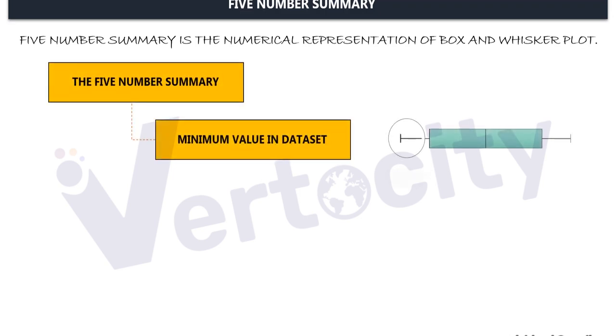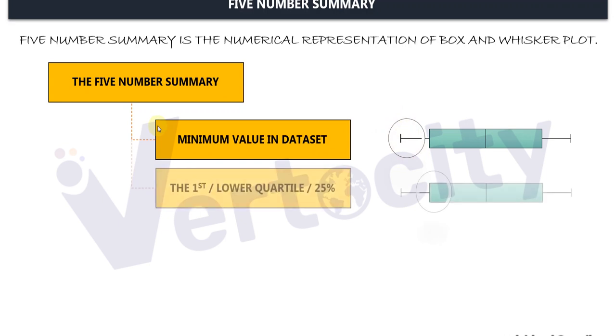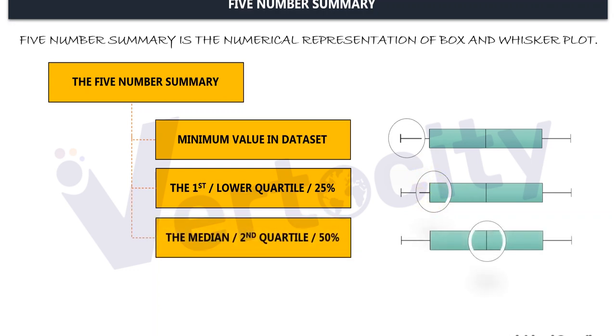The first part of a 5-number summary is the minimum value in a data set. As we saw in our box and whisker plot, the minimum value is the first part of the 5-number summary. The second part is the first quartile, or the lower quartile, or the 25th percentile of the data, which comes from the second line of the plot. The third part is the median, or the second quartile, or the 50th percentile of the data that comes from the box and whisker plot.